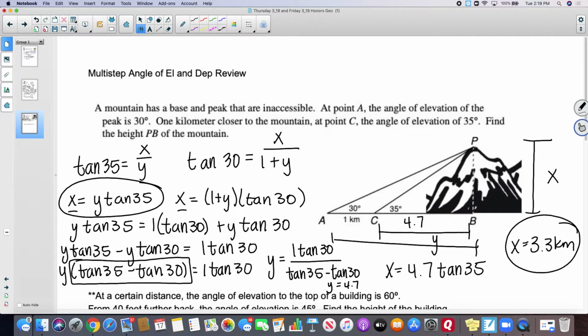Okay, so that's pretty much exactly like the ones we did before spring break. You set up 2 equations, and then you get them both equal to one variable, and then set them equal to each other and solve.